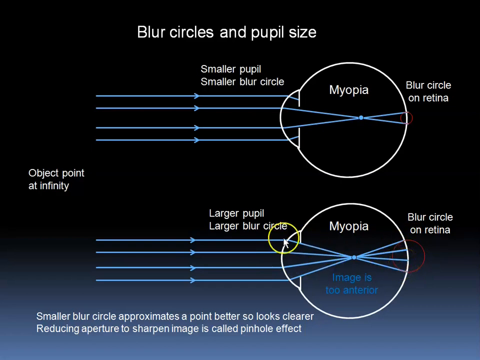And that is the trade-off in all optical systems. Larger apertures are prone to cause larger blur circles, but do allow more light, whereas smaller ones do the opposite. Our optical system is designed to have a smaller pupil in brighter light and a larger pupil in dim light, when we really need the intensity as high as possible. Smaller blur circles approximate a point better, so it looks clearer. Reducing the aperture of an optical system to sharpen an image is called the pinhole effect.